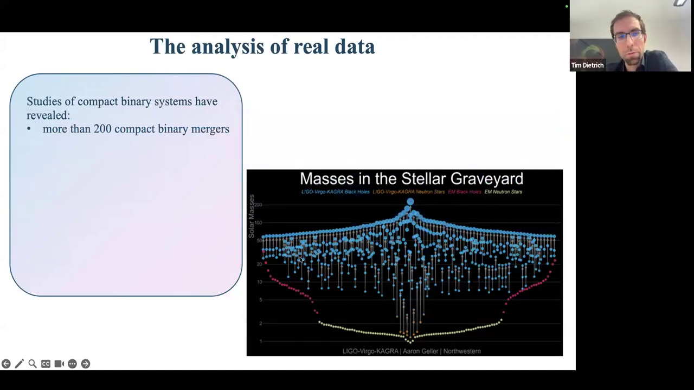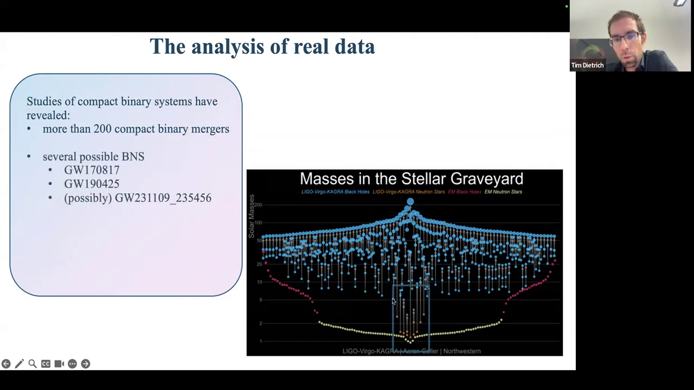So this is what we have seen so far, still in the motivation phase, that we have had about 200 compact binary mergers. And of course, we want to understand the ones with these orange dots here. These are neutron stars merging with another neutron star and then forming either a black hole, or a neutron star merging with a black hole, forming another black hole.